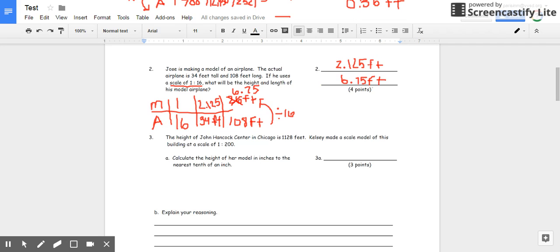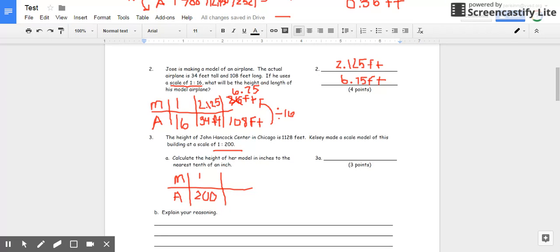Okay, next one, question number 3. Again, I see a scale factor. So I'm going to set up my table, my model and my actual. See right here, I have a scale factor of 1 to 200. Put that in my table. Next, I'm going to read my problem. The height of the John Hancock Center in Chicago is 1,128 feet tall.